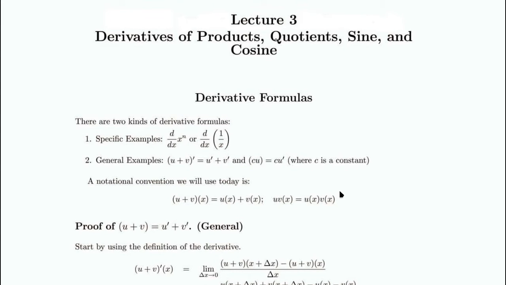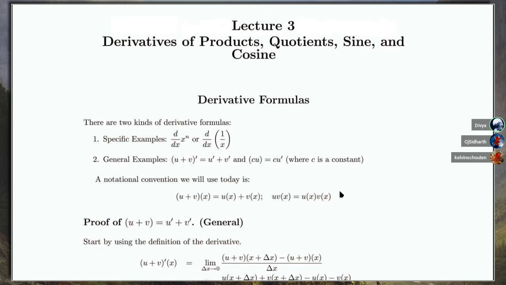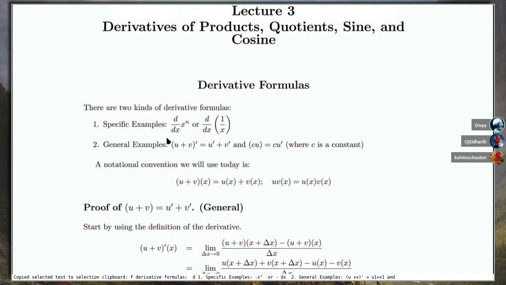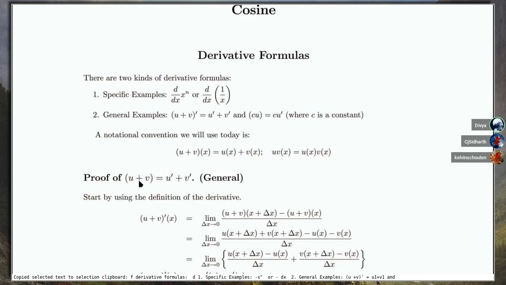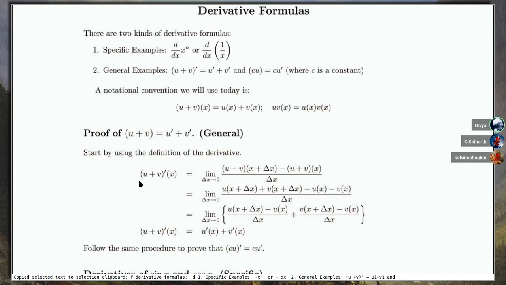So he talks about formulas of differentiation, derivatives. He says there are specific examples of these cases when you have specific functions, and there are other examples where you can think of them like algebraic identities that work for any function. By the way, they use this convention for u plus v of x equals u of x plus v of x, and uv of x is equal to this.